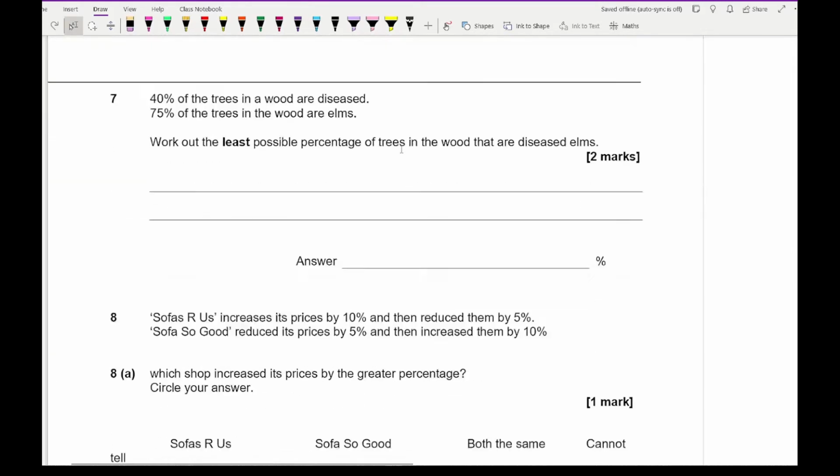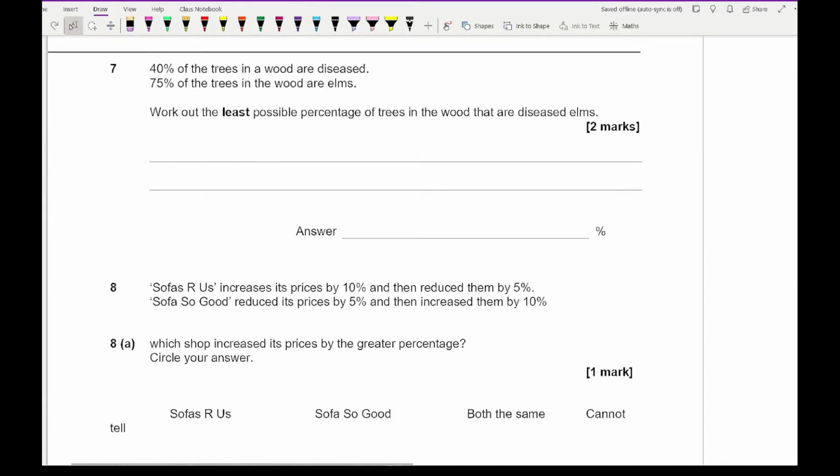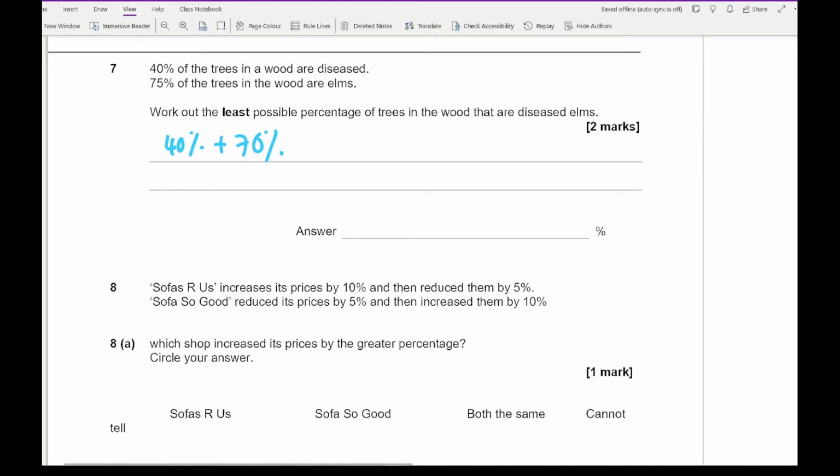So moving on to question 7, it says 40% of trees in the wood are diseased. 75% of the trees in the wood are elms. Work out the least possible percentage of trees in the wood that are diseased elms. Now again with this question, what we need to do is combine the two percentages, so 40% plus 70%, or 75% rather.